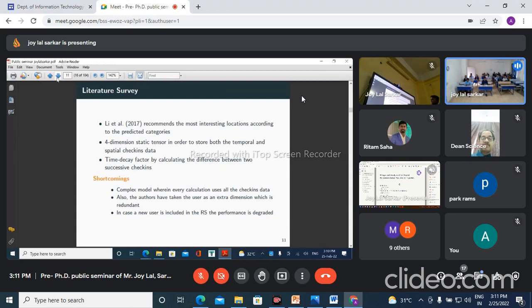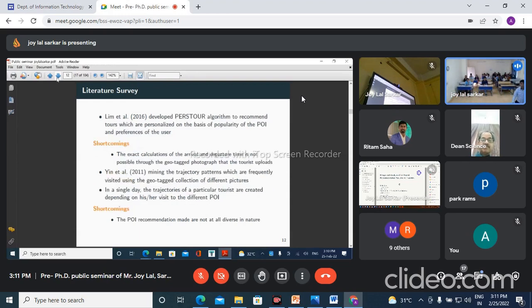They have considered a 4-dimensional static tensor and a time decay factor by calculating the difference between two successive check-ins. We found some shortcomings also: a complex model wherein every calculation uses all the check-in data, and in case a new user is included in the RS, the performance degrades. So that we have found out.